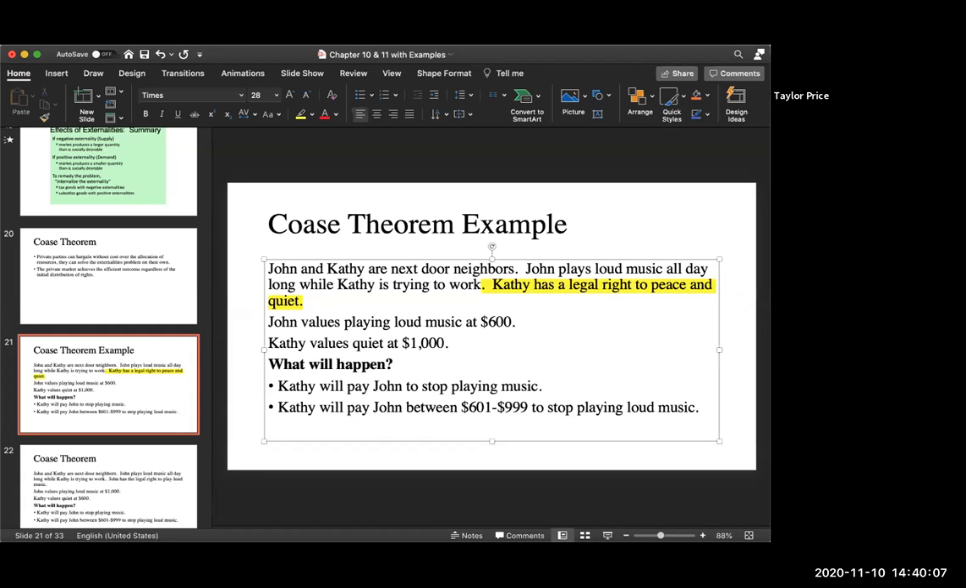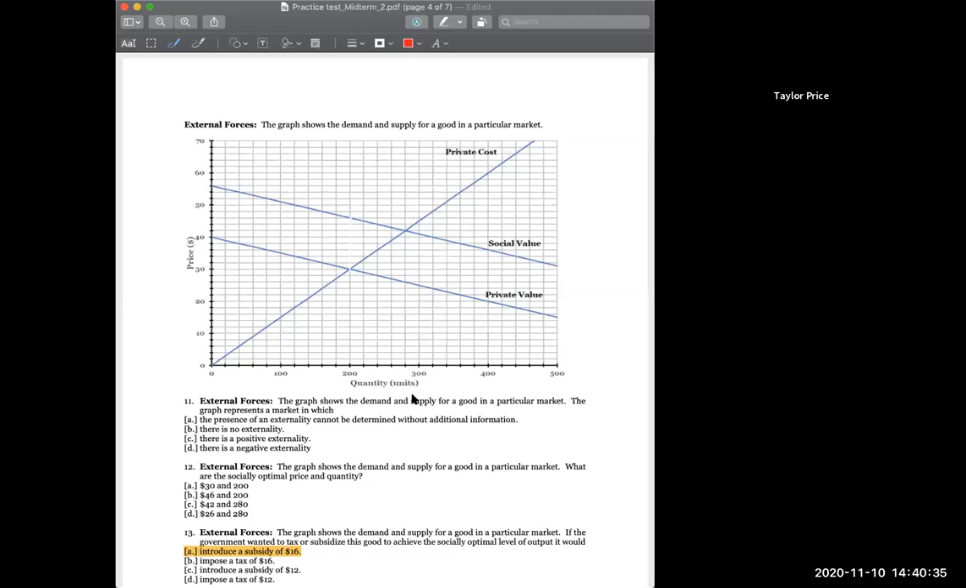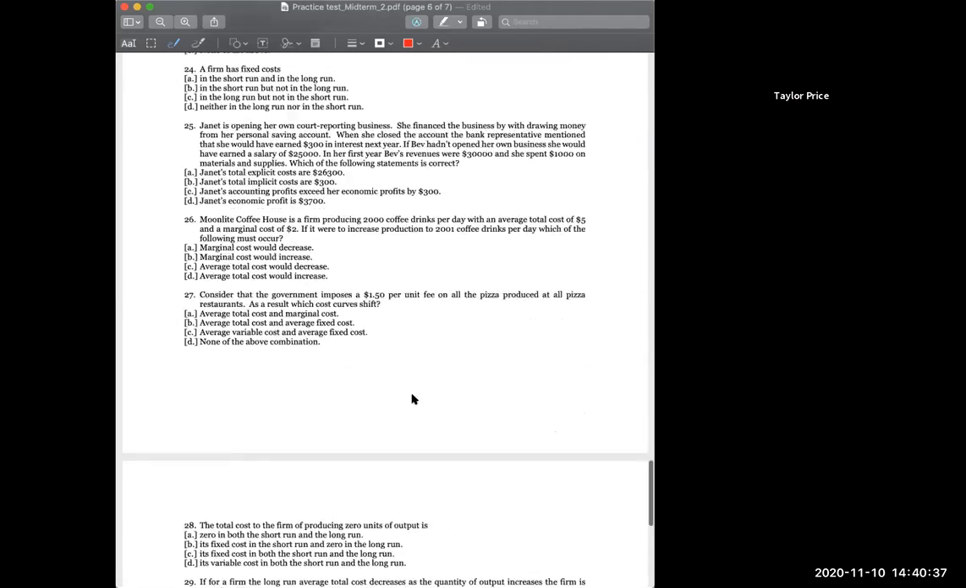Does that answer your question on the Coase theorem? Perfect. Does anyone else have any other questions that they wanted to go over? Can you talk about question 23? Yes. From the practice midterm? Yes.